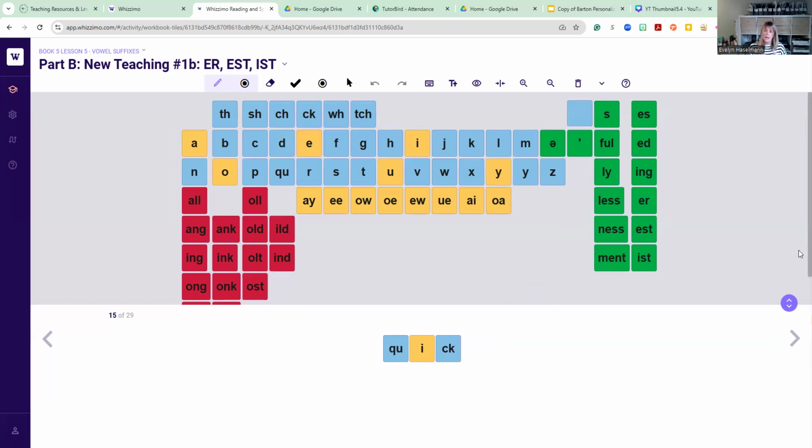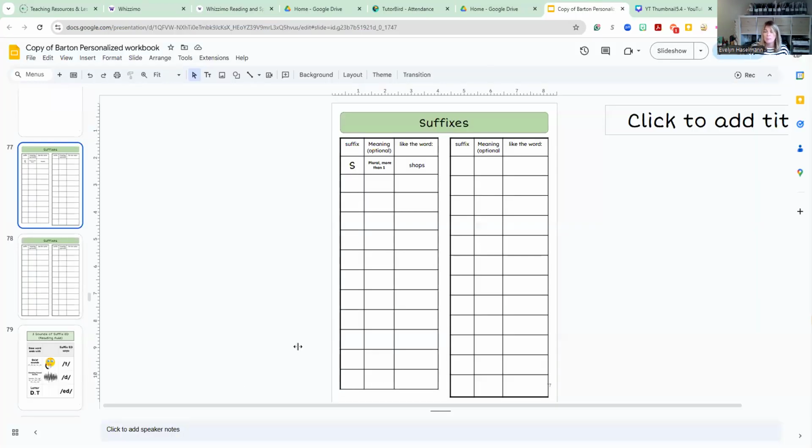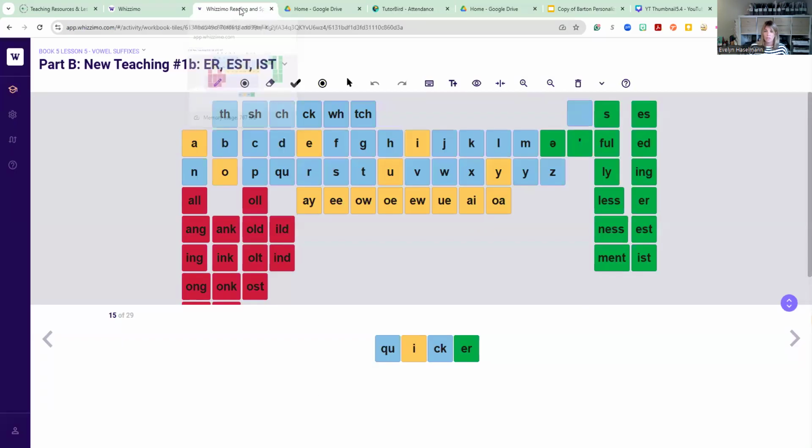Okay, now we're going to do the last part of this, which is compare to. I might say I'm quick, but that other kid is quicker. So we use ER when we are comparing two things. I have the kids keep track of all of their suffixes right here. You can see we started with suffix S, plural, meaning more than one, like the word shops. They should have this written down, and they should be writing all of the new suffixes in here. So under suffix er, it should say suffix er. It means somebody who, something that, or compare to or more. All right, let's go back.